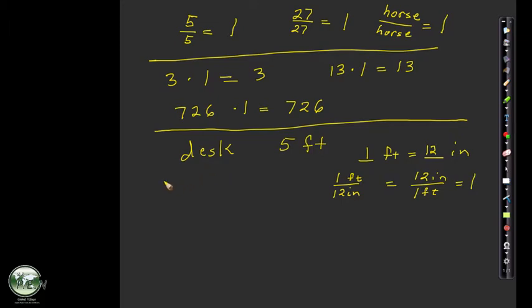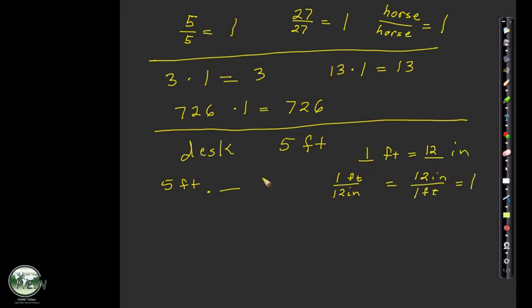So if I take 5 feet times 1, what am I going to get? 5 feet, right? So I haven't changed it. But the version of 1 that I want to use is one of these two. Every problem we're going to do will have 2 ratios. Your goal to get the right answer is going to be to choose the right ratio. Do I want 1 foot over 12 inches, or do I want 12 inches over 1 foot? 12 inches over 1 foot.